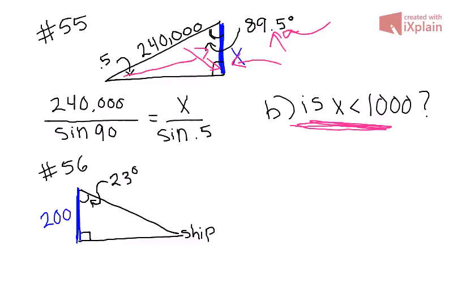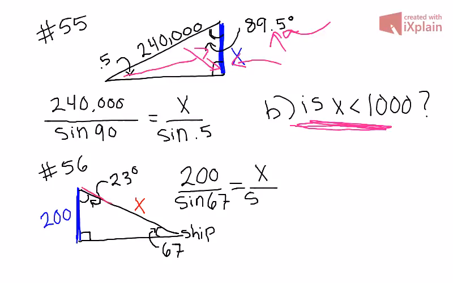So number 56, pretty straightforward as well. We have a lighthouse, which I drew in blue. We have the ship down there, and then we have this angle from the top of the lighthouse, right? They said it was 23 degrees. So we're just setting this up. They said the lighthouse is 200 feet tall. So we're setting up that proportion because they want to know how far it is from the top of the lighthouse to the ship, right?